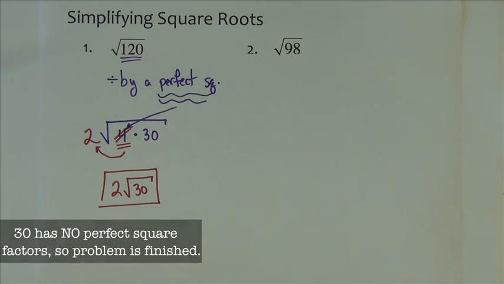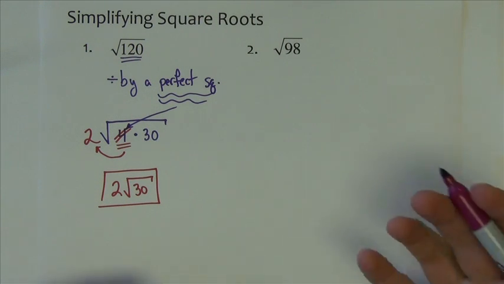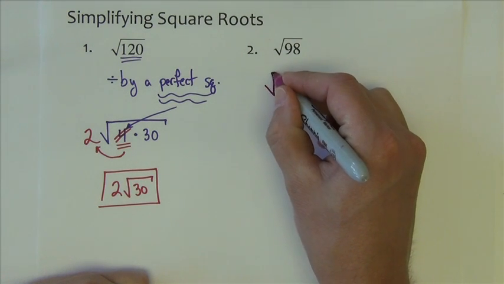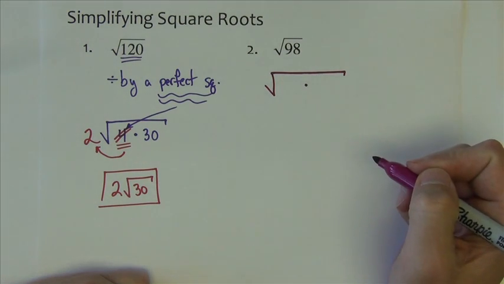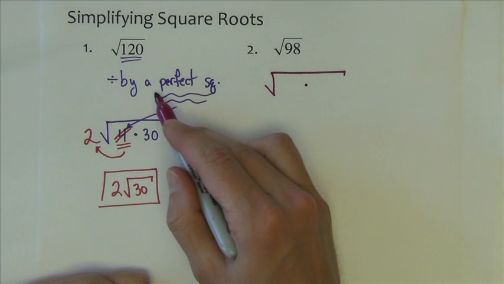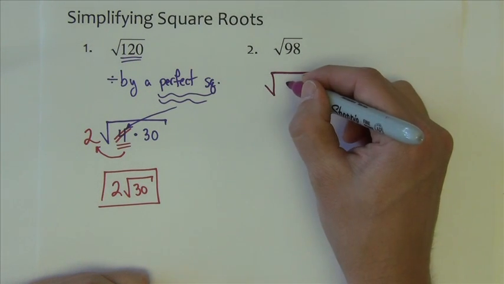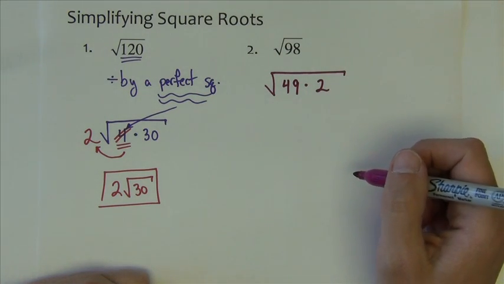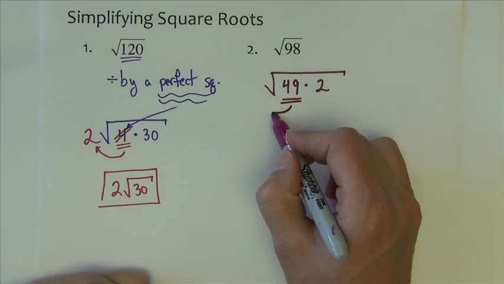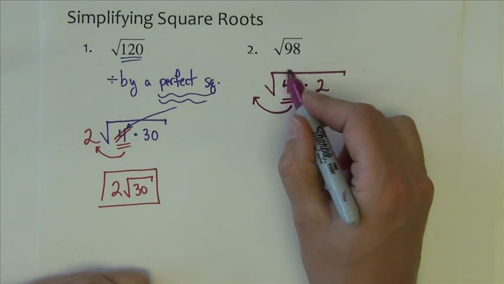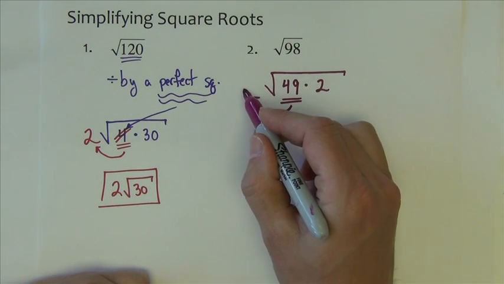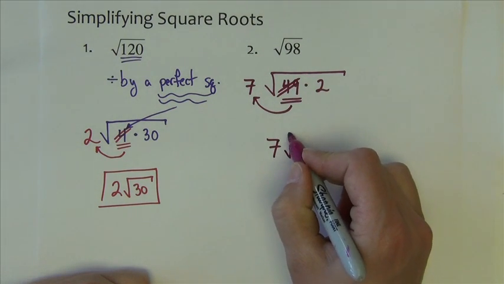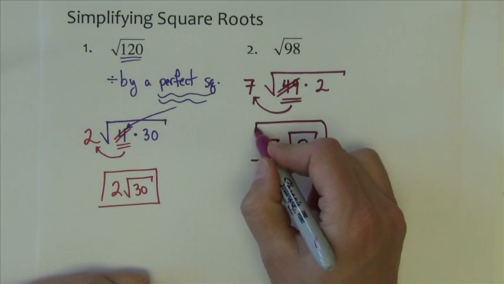Second example, let's look at the square root of 98. Same thing, can I divide 98 by a perfect square? Or can I rewrite 98 as a product of two numbers such that one of them is a perfect square? And we can. 98 is 49 times 2. 49 is a perfect square, so it comes out of the radical. The square root of 49 is what comes out. Square root of 49 is 7. So we end up with 7 times square root of 2.